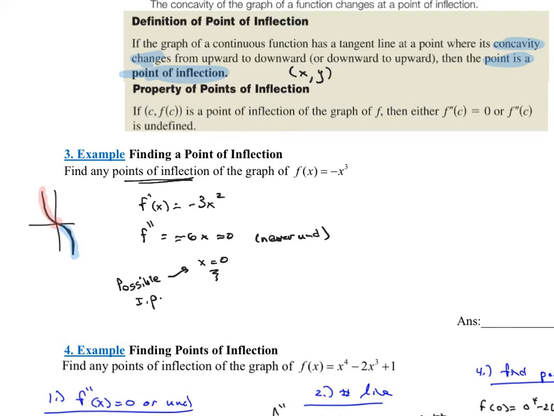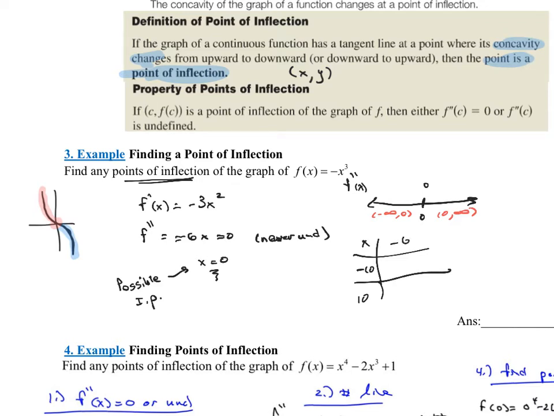The only way to determine if it's an inflection point is to consider that real number line. Let's plot the number 0 there. We know the second derivative at that point is 0. We need a test point in each interval. I'll use, I don't know, how about negative 10 and 10. Negative 10 is to the left of 0. Sorry, let me write my intervals. Negative infinity to 0 and 0 to infinity are my two intervals. Remember, I'm plugging this into the second derivative, not the first derivative, so I'm plugging this into negative 6x. When I plug in a negative 10, a negative times a negative is a positive. When I plug in a positive 10, a negative times a positive is a negative.